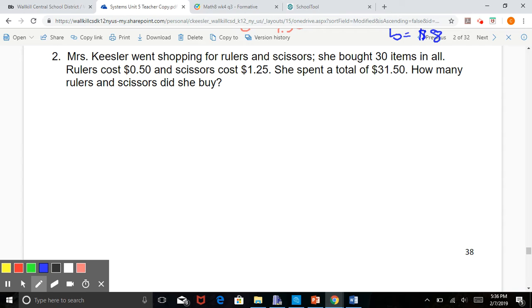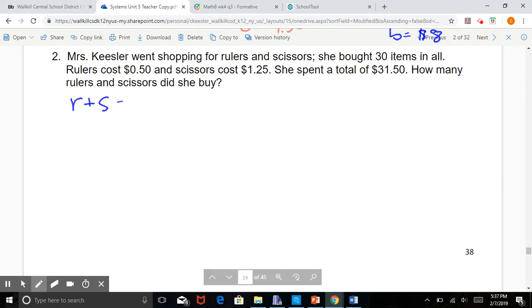The first sentence gives us our first equation. It's not as clear as the first problem we went through, but it tells us that she bought 30 items in all. So we know she's buying rulers and scissors and bought 30 in total. So there's our first equation. Then the second one, we apply the price. We know that rulers cost 50 cents each. So 50 cents times R, plus scissors cost $1.25 each, so 1.25 S, for a total of $31.50.